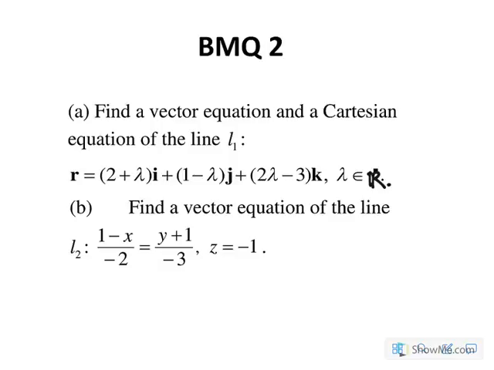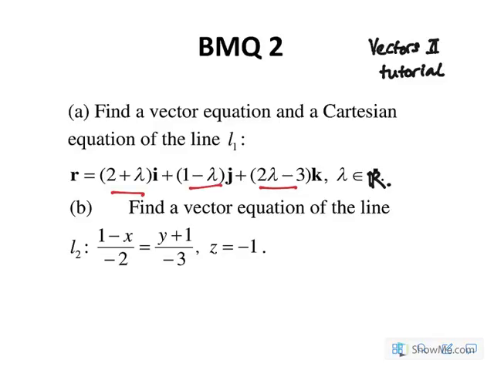So this is a video on Vectors 2 tutorial. Okay, so it's Vectors 2 tutorial and BMQ question 2, right? We need to find the vector equation and the Cartesian equation of the line L1. So what we need to do is very quickly look at 2 plus lambda, 1 minus lambda, and 2 lambda minus 3.